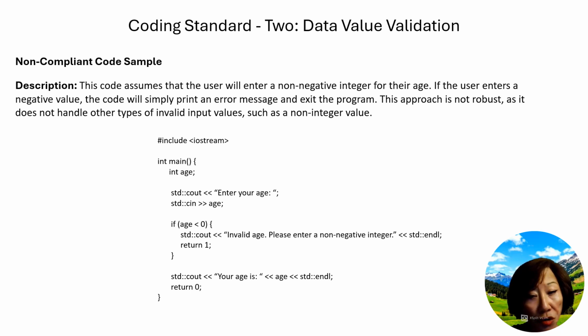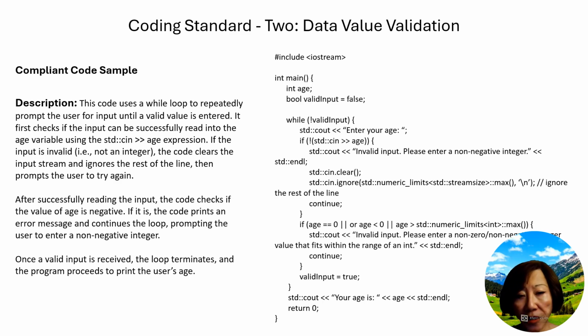This approach is not robust at all, as it does not handle other types of invalid input values, such as a non-integer value, or if a value is gigantic that an integer bucket cannot even hold. So what is a better version? A better version here looks like this.